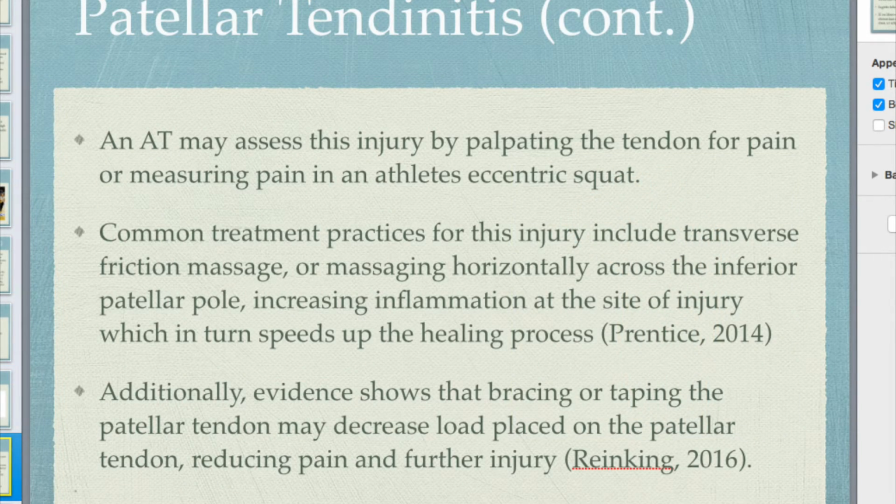Assessment for this injury is pretty simple. What an AT can do is basically just palpate the tendon and measure the pain in the athlete, and also measure the pain involved in an eccentric squat.